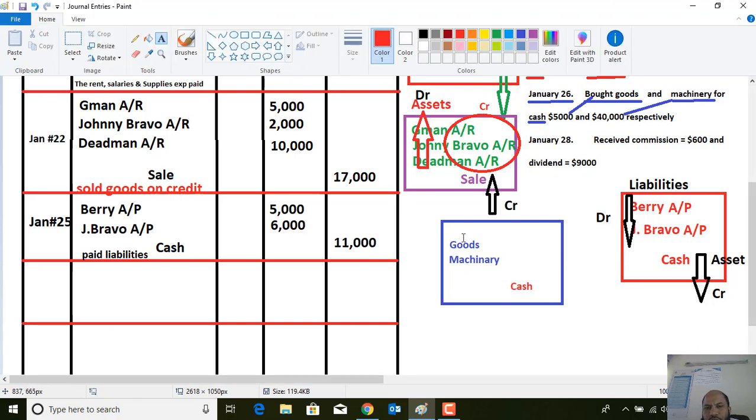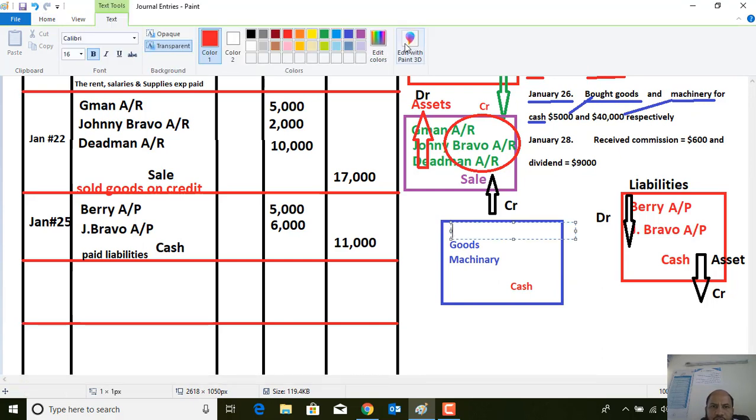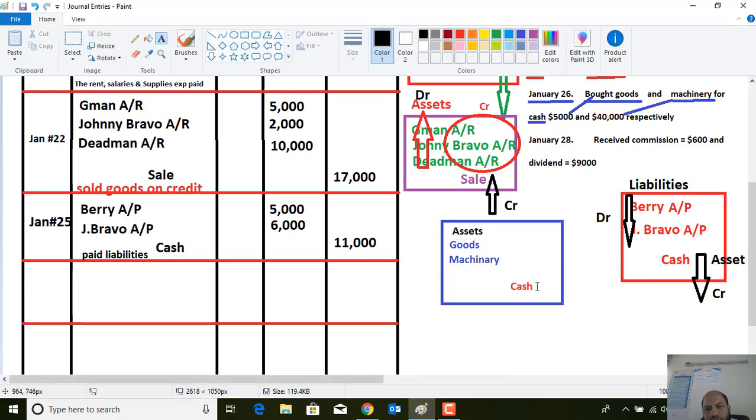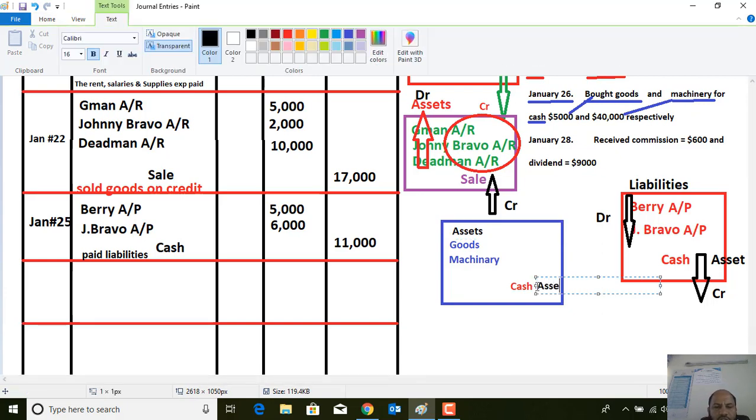So if you see over here, goods and machinery is an asset account. It is an asset account, both of them. Goods and machinery are assets, but cash is also an asset. Cash is also an asset account.